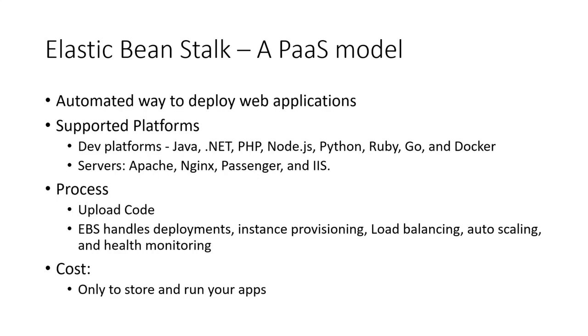So you can focus on just writing the code using the technology that you are using, okay? The available platforms that Amazon currently supports are Java, .NET, which is Microsoft, PHP, Node.js, Python, Ruby, Go, and Docker. Okay, Docker is basically a self-contained environment, which is independent of any type of operating system, right?